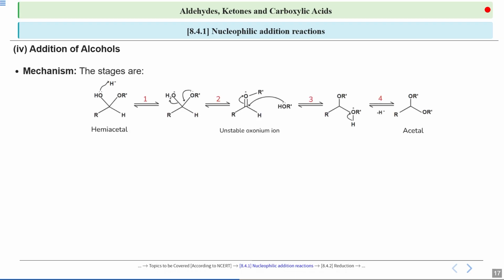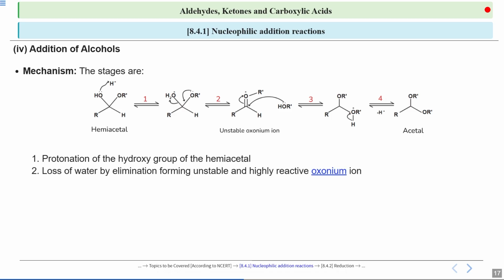If you look at this mechanism, one by one we will discuss all the steps. The first one is the protonation of the hydroxy group of the hemiacetal. So first, the OH group, the hydroxy group of the hemiacetal, gets protonated. Protonation simply means adding a hydrogen ion, or H plus ion, to the molecule. Now you see in the first step, this OH hydroxyl group gets protonated.